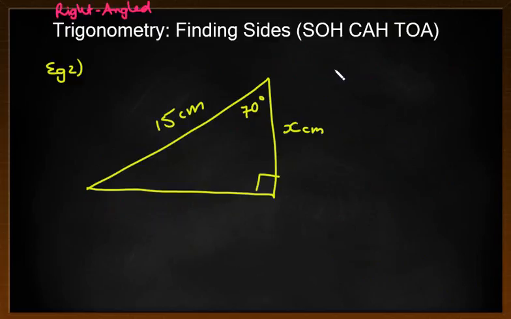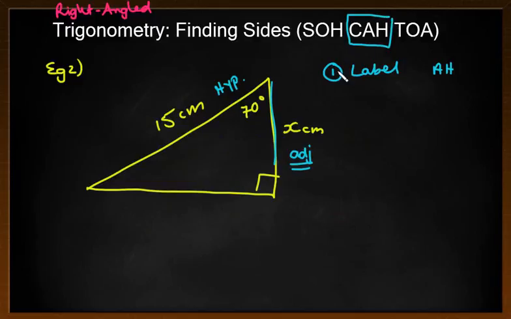Okay, welcome back, guys. So did you label it correctly? Remember, to label the diagram, we've got the 70 degrees. The x is next to the 70, which means it is the adjacent side. And the 15 centimeters is opposite the right angle, which actually means it is the hypotenuse. So we're using the adjacent and the hypotenuse, which means that we're using the cos rule, or CAH. So for my working out, for my first mark, I've got cos of my 70 degrees, that's my cos theta, equals my adjacent, which is x, over my hypotenuse, which is 15.